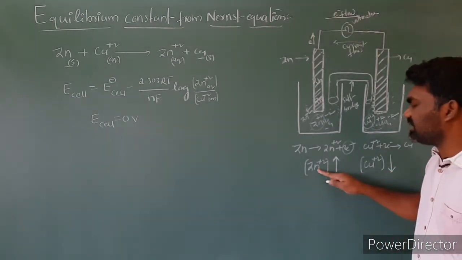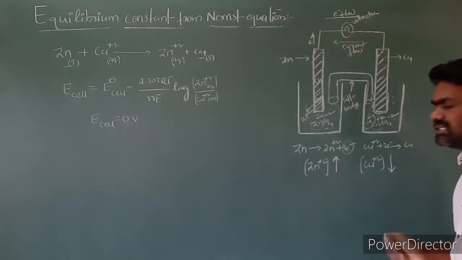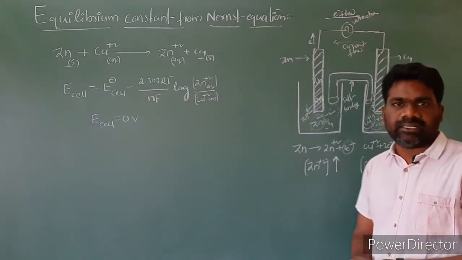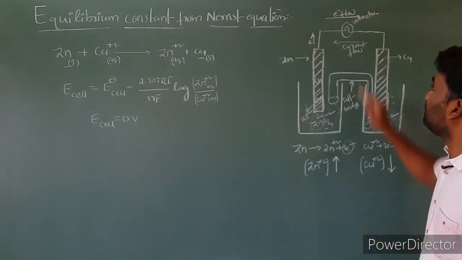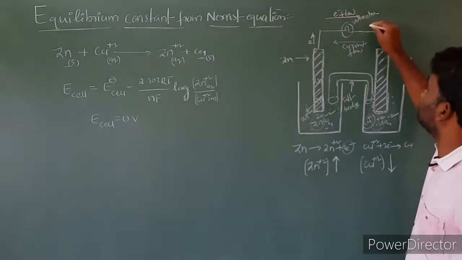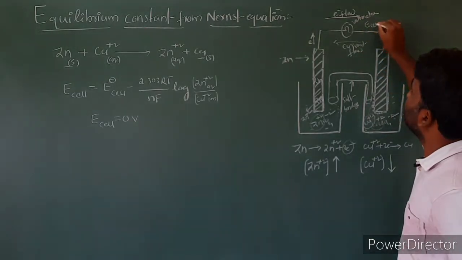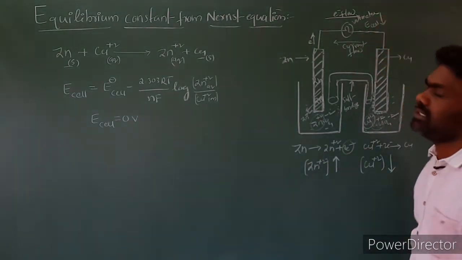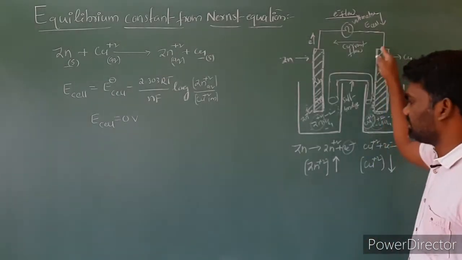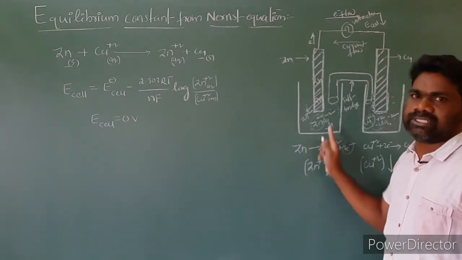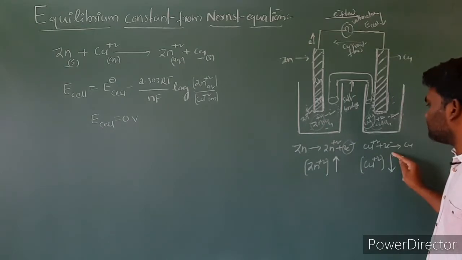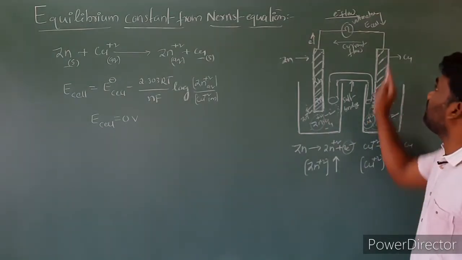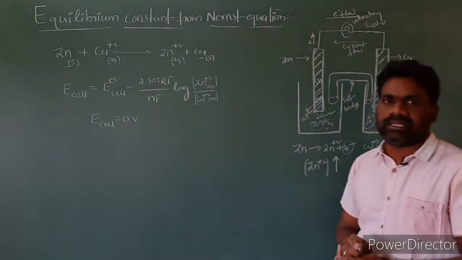Here the Zn2+ concentration increases and the Cu2+ concentration decreases. At the same time, the cell potential E cell decreases. As time passes, the concentration of Zn2+ increases and the concentration of Cu2+ decreases, and E cell decreases.